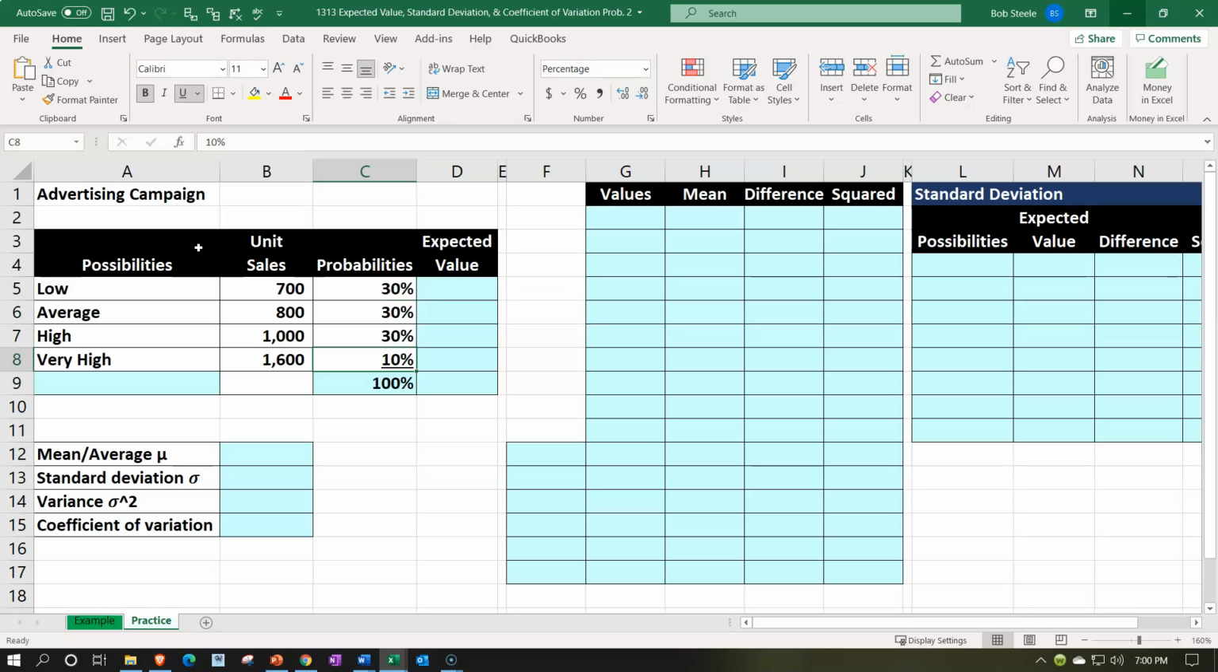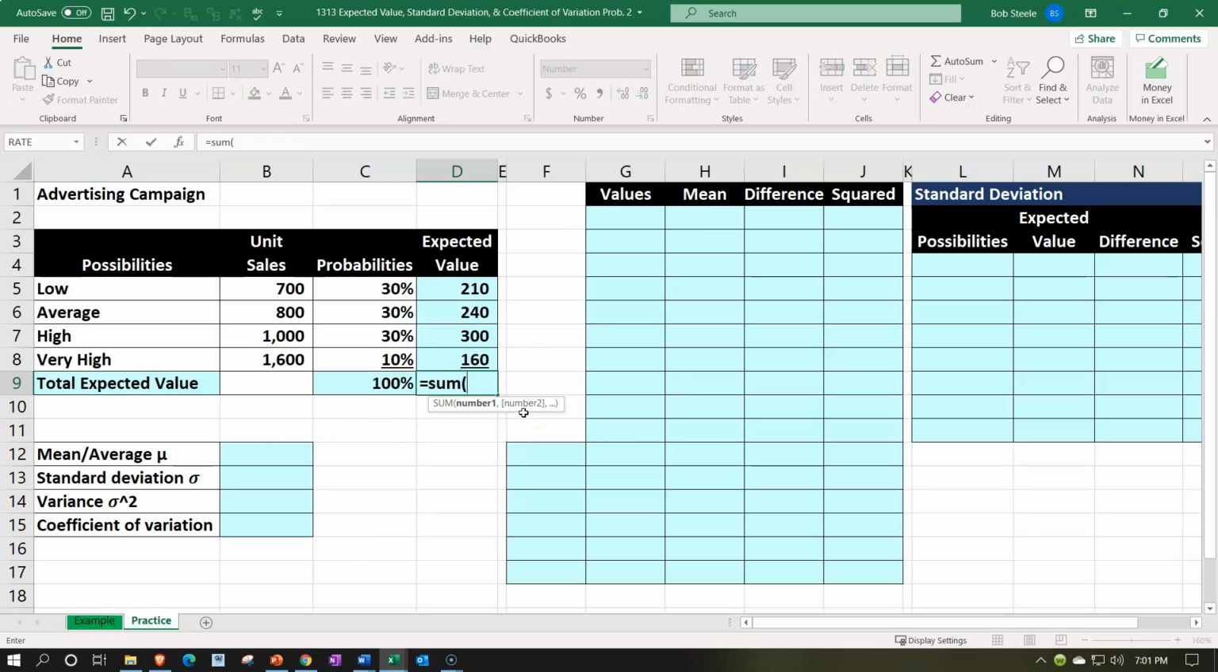So now we can look at that and try to figure out our expected value, which you could think about as kind of like the average value. So we'll say this is going to be the 700 units for the low times the 30% likelihood. We'll take the 800 times the 30% likelihood, the 1,000 times the 30% likelihood, and the 1,600 times the 10% likelihood, and that's going to give us our expected value. If we sum these up now, it equals the sum, and that's going to be the 910.